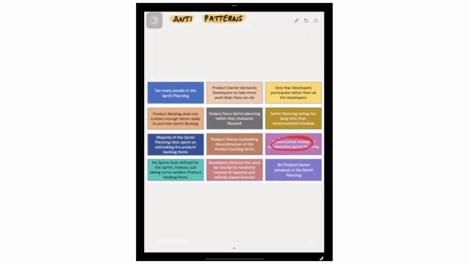Disconnected instead of collaborative sprint planning. That means not all three, product owner, developers, and Scrum Master, are collaboratively doing it, they are working like a silo. That is also not a good idea. It's not a good pattern.